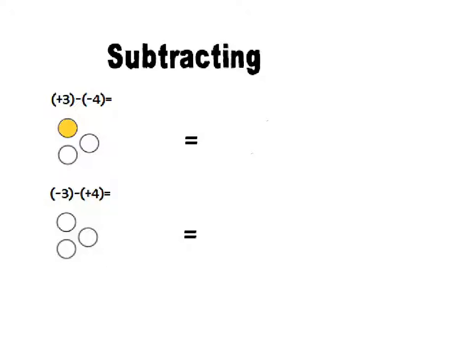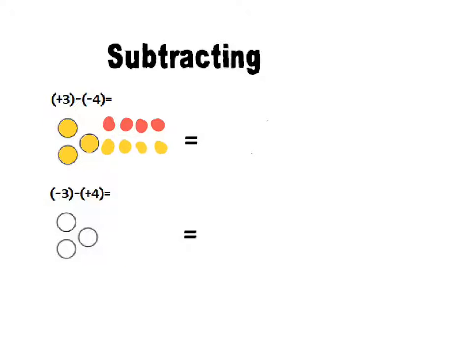So here I have three positives. So I gave myself 3 yellow circles. I need to give you 4 red circles. Problem is, I don't have 4 red circles. I can't give you 4 red circles if I don't have 4 red circles. But what I can do is I can do a little trading. Let's say that I give myself 4 red circles and 4 yellow circles.